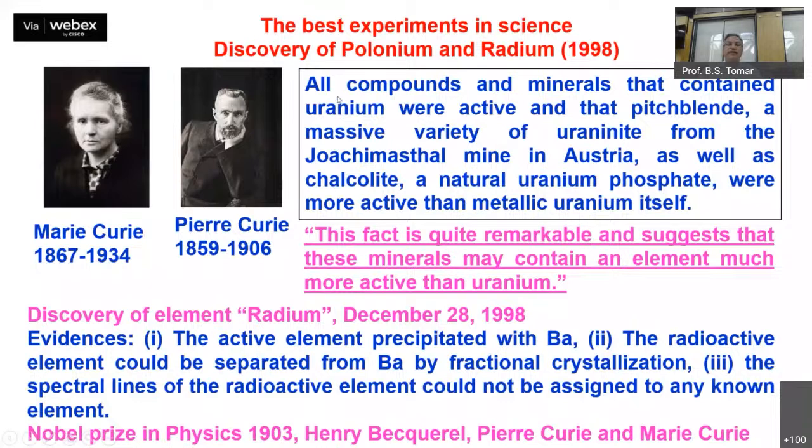What they found was that all compounds and minerals that contain uranium were active, and the pitchblende, the ore of uranium, a massive variety of uraninite from a particular mine in Austria, as well as chalcolite, a natural uranium phosphate, were much more active than metallic uranium itself. So from the uranium half-life, you can find out the specific activity. That means 1 gram of uranium should give this much activity. But they found that this pitchblende had much more specific activity than uranium.